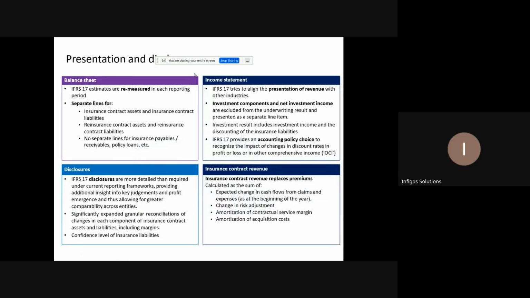So let's look a little bit at the presentation and disclosure. Shall we look or skip it? Because it will be complicated for you. Let's skip it. Yeah.